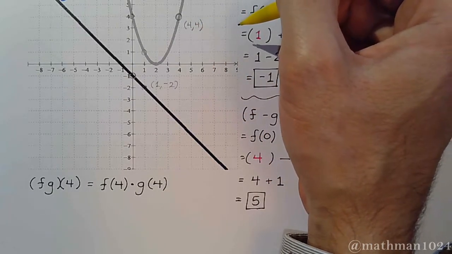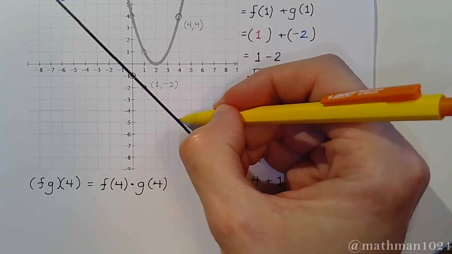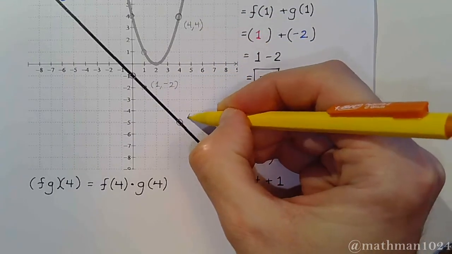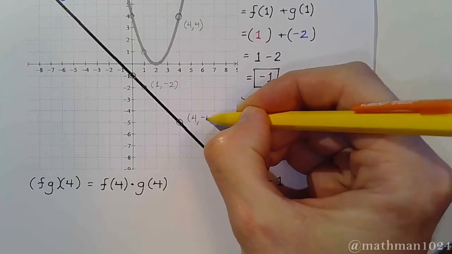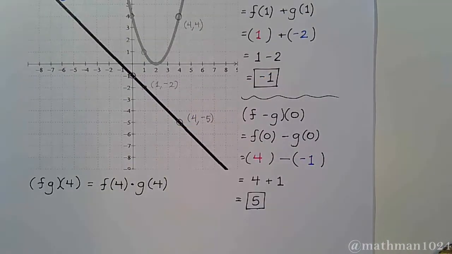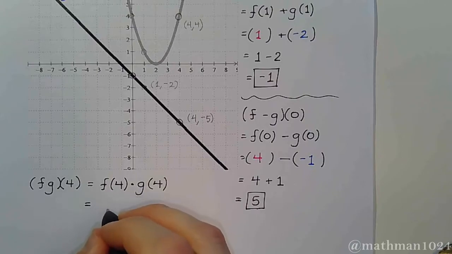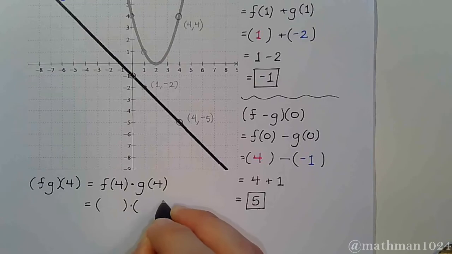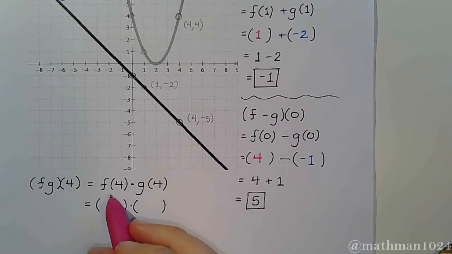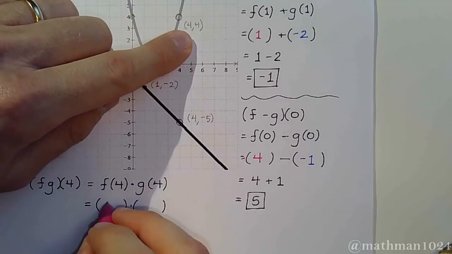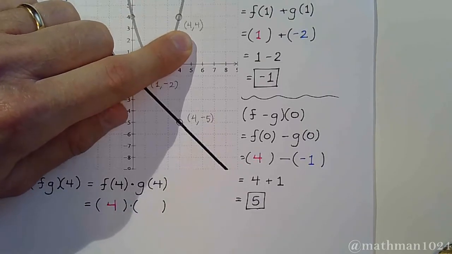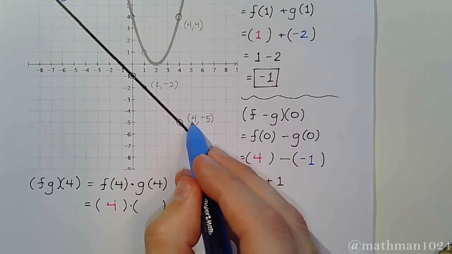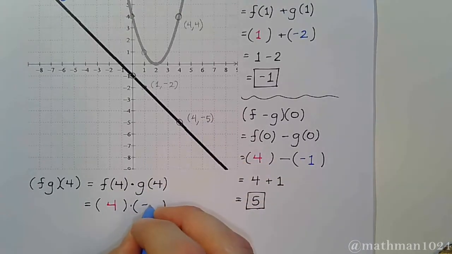And while we're here, let's look at the g function. So when x is 4, you are at this ordered pair: 4, comma, negative 5. So you identify those points, and you take the y values because that's the function value for these guys. So f of 4 we found to be 4, and g of 4, you plug in 4, you get out negative 5.